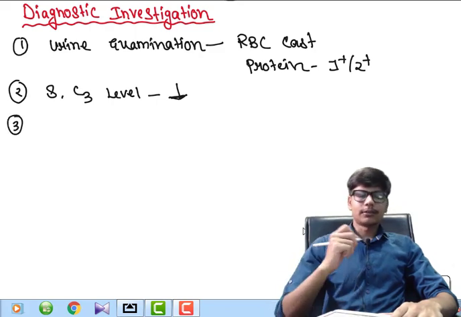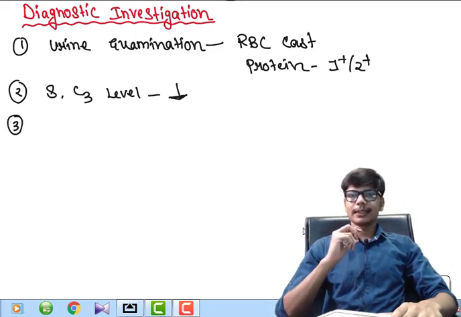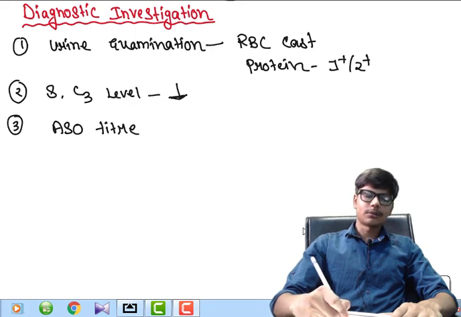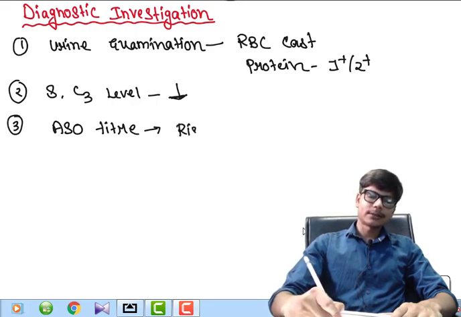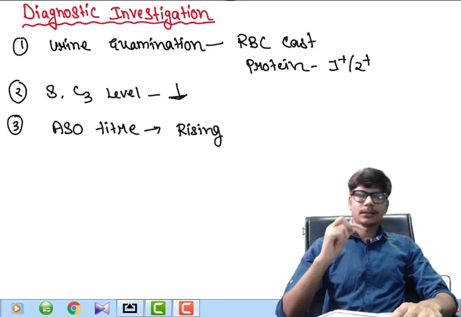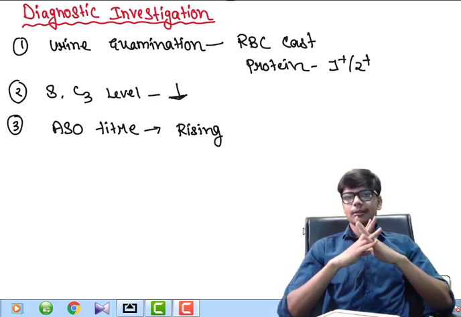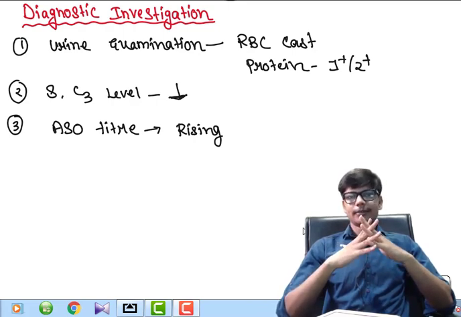For antecedent streptococcal infection, we can do an ASO titer. But what is important to know here is that a rising ASO titer is more important than a single value ASO titer. A rising ASO titer will confirm the diagnosis of antecedent streptococcal infection. When you do a throat swab, sometimes it may come positive, sometimes negative. It will not take us to the diagnosis of antecedent streptococcal infection.